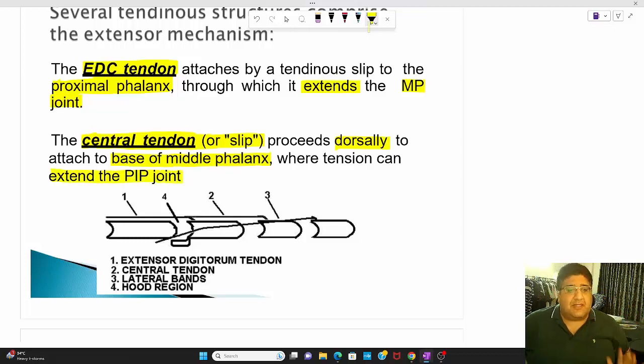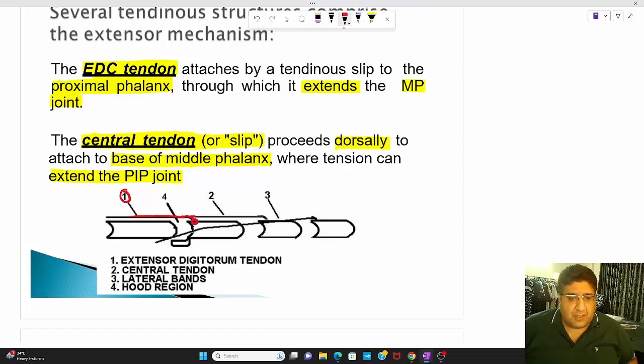Remember it like this. Okay, so far so good. So this one is basically your EDC, which I'm sure you all can see. You can see extensor digitorum. So this extensor digitorum has inserted. Okay? Okay, it has crossed the MP joint. Its job is to extend MP.